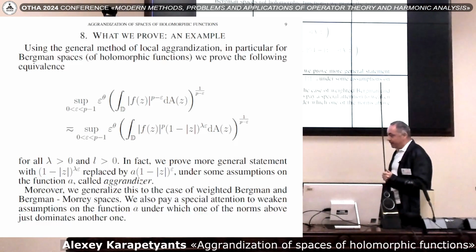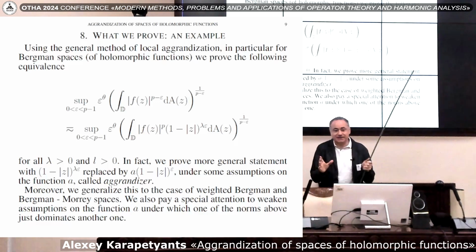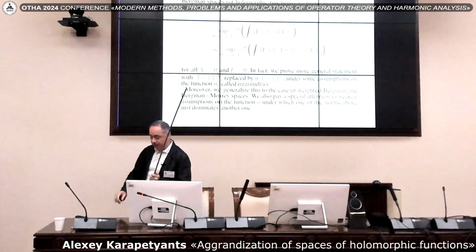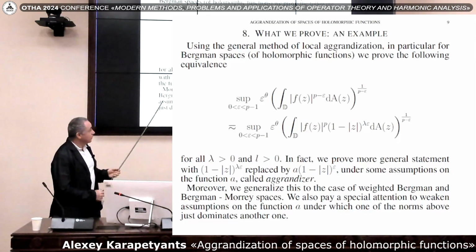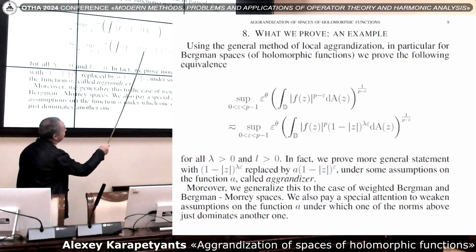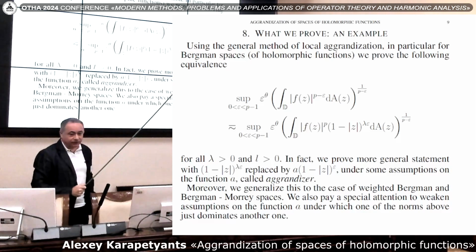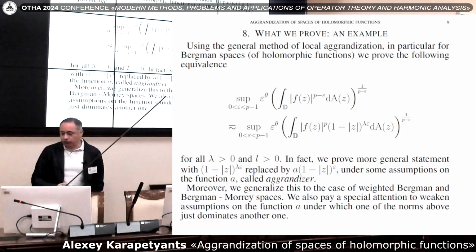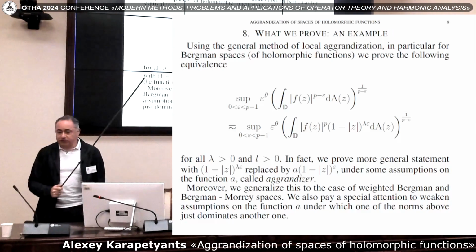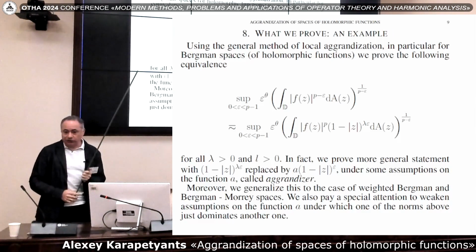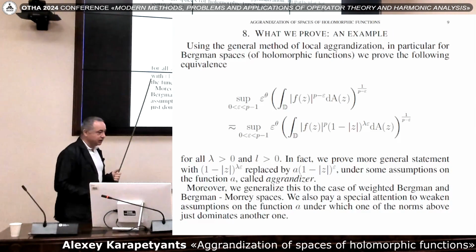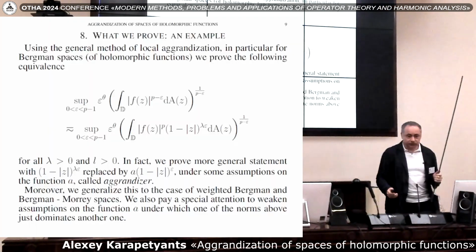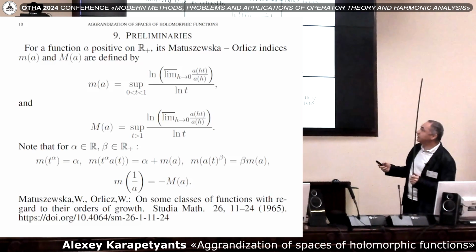I'm not saying that this is much easier; in some situations it may be easier. Of course, we replace this with a general function. We call it a grandizer, and we prove it not only for Lebesgue space but for weighted Lebesgue space and for Morrey space. We didn't manage to prove it for Orlicz because of many technicalities related to the definition of the norm. But it may be an open question.